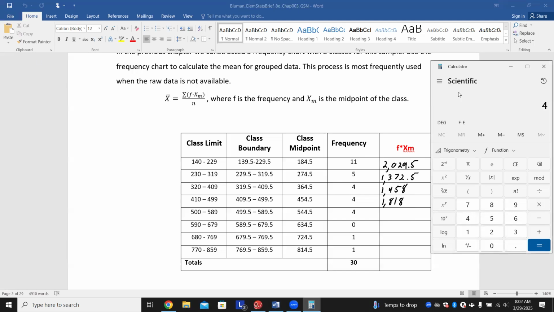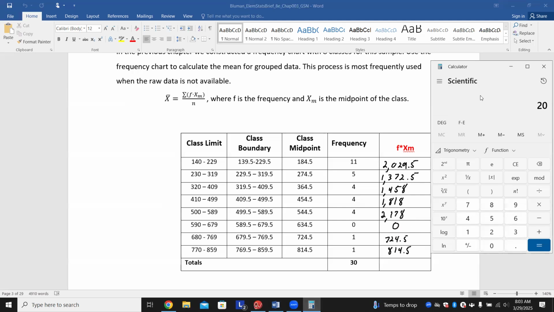Then I'm going to do 4 times 544.5. That gives me 2,178. Oh, this one's super easy. 0 times this will just be 0. And then 1 times these are going to be 724.5 and 814.5.